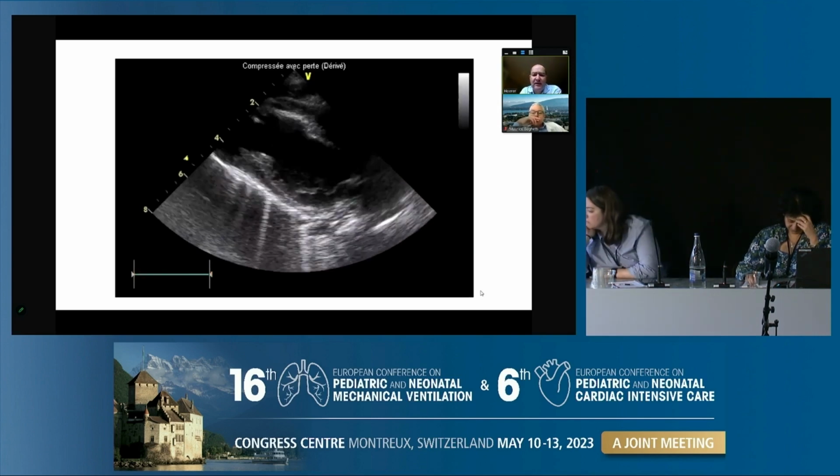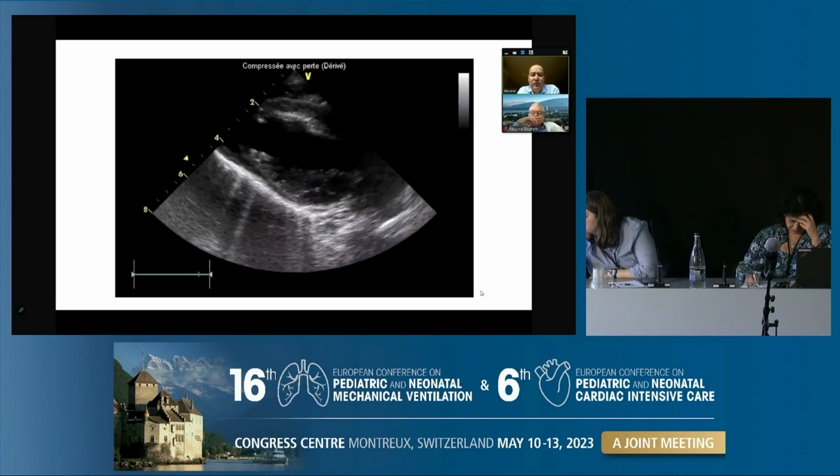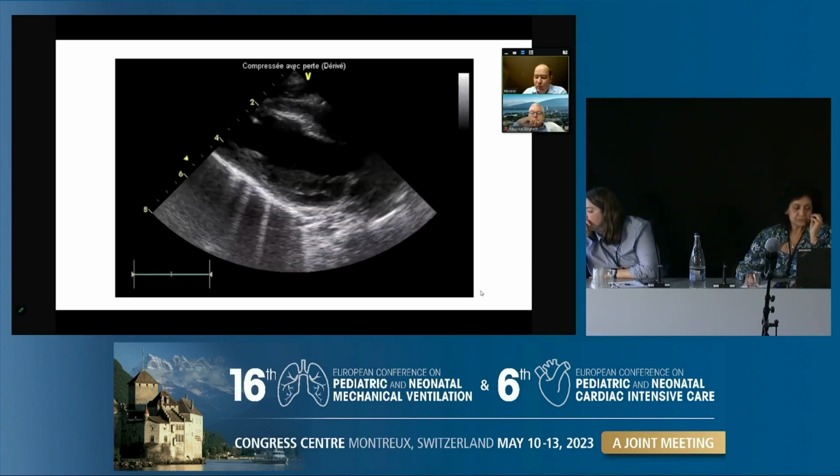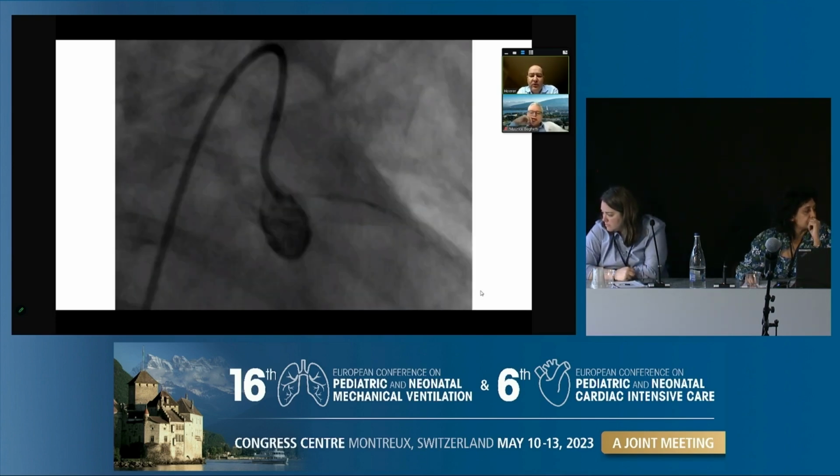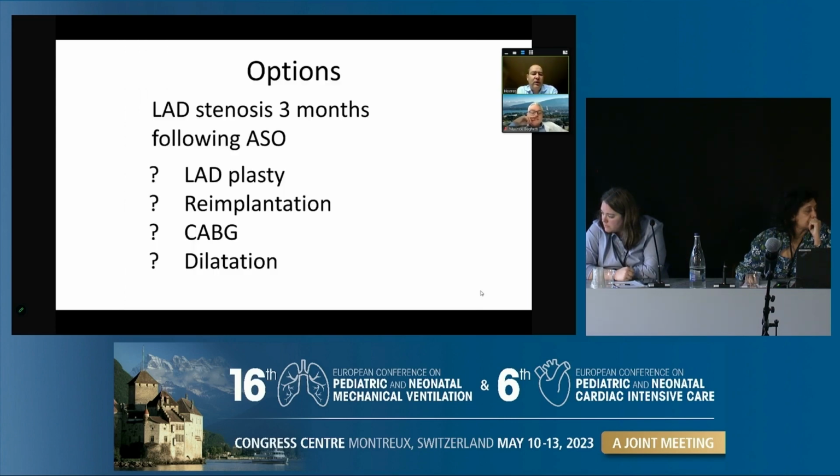You can see here the left ventricle, which was not pumping the way it was at discharge. Then we went to the cath lab to look at the coronaries, and we saw this stenosis or almost occlusion of the LAD. So what can we do? We know that coronary stenoses occur late after the switch operation. Often they are clinically uneventful because there is time for collateralization. This child was more or less asymptomatic, and the question was, should we intervene or not, and what to do?